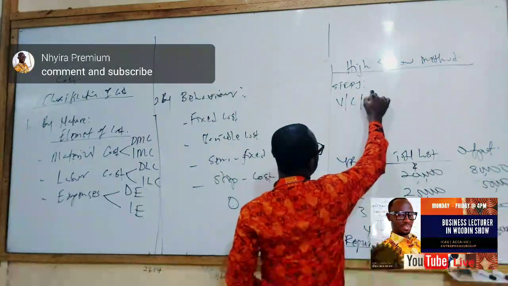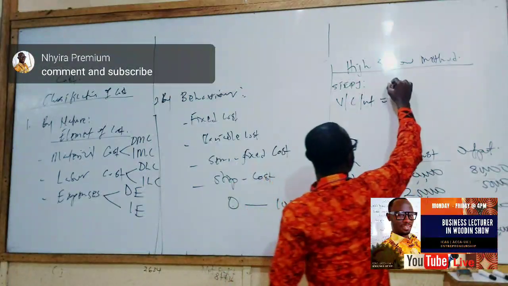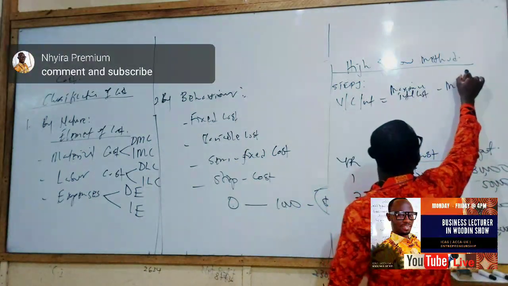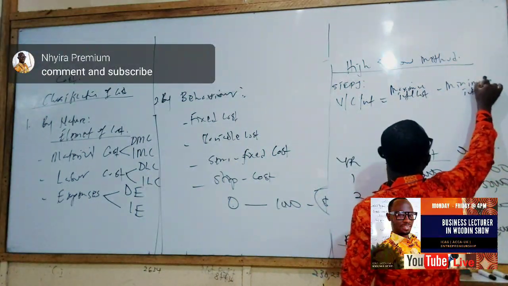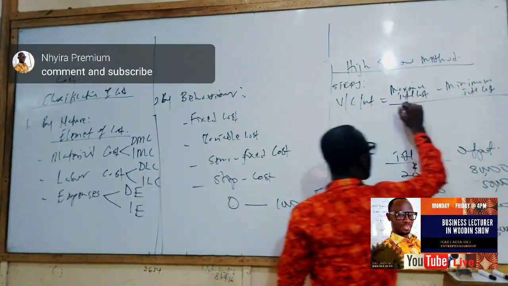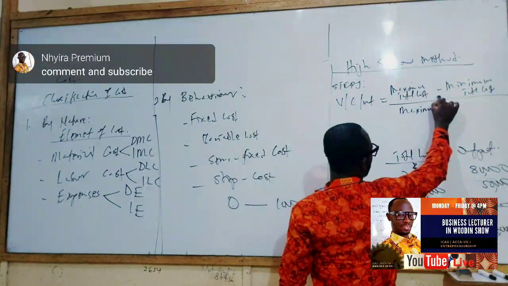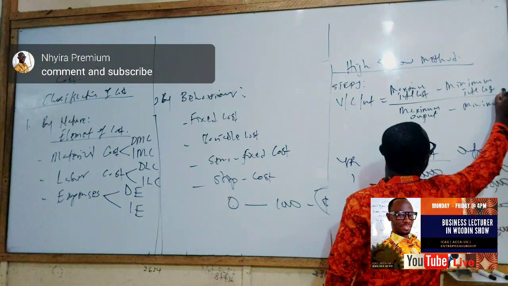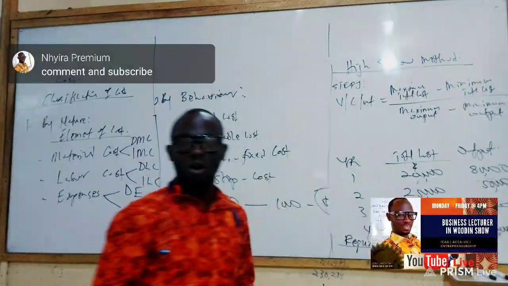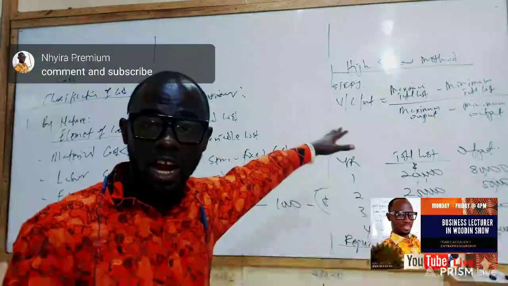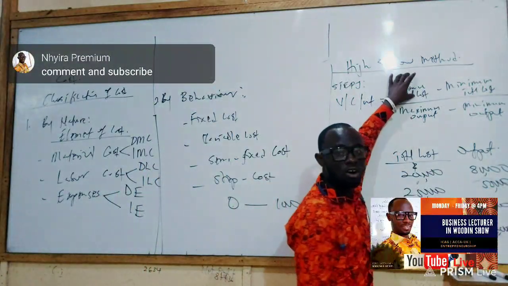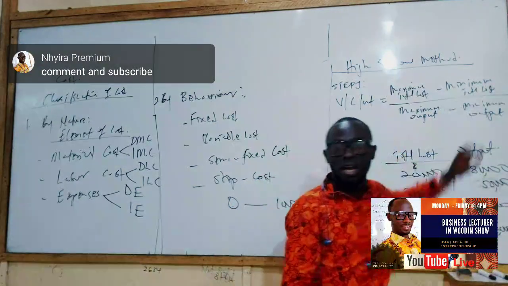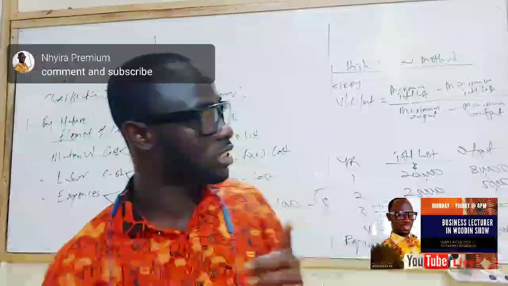So VC per unit, we will say that maximum total cost minus minimum total cost divided by maximum output minus minimum output. Okay? So the variable cost per unit, using the high and low method, is the maximum total cost minus minimum total cost divided by maximum output minus minimum output. That is very, very important.